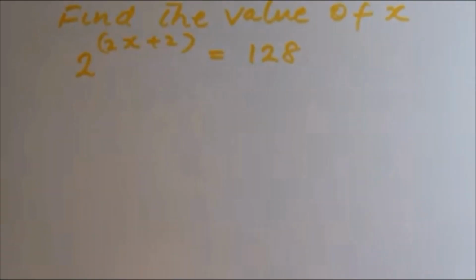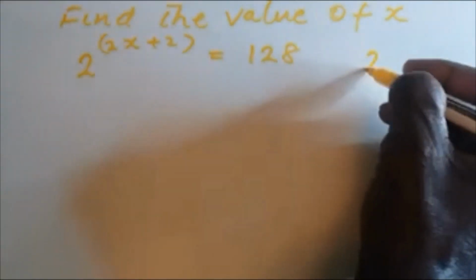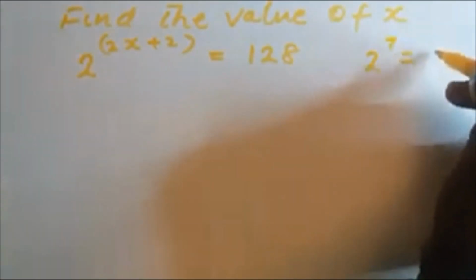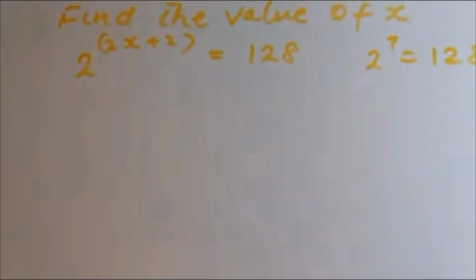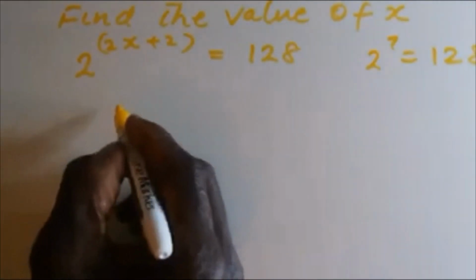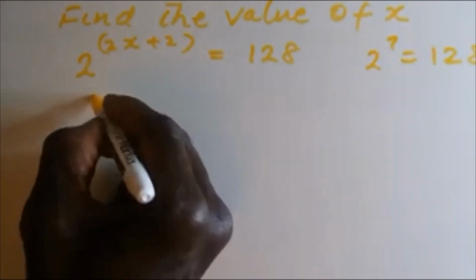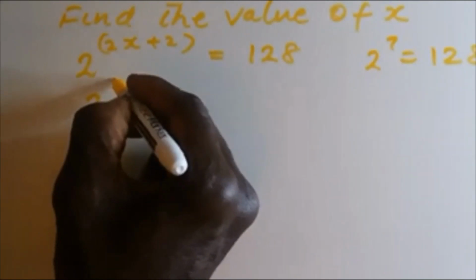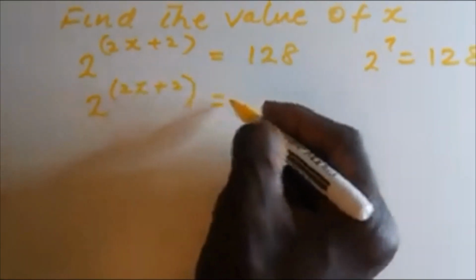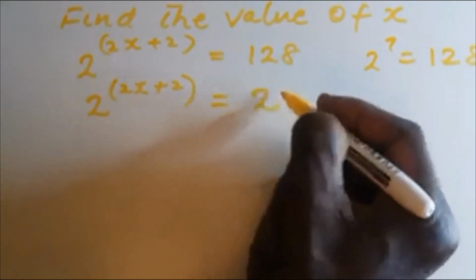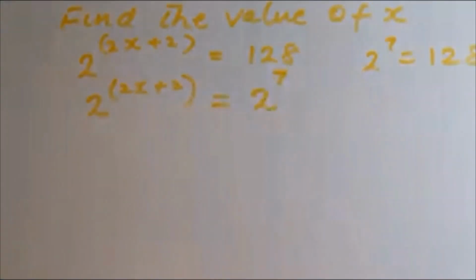value of x in this equation, what do we know? We know that 2 to the 7th power is equal to 128. So immediately we can rewrite this as an equation that says 2 to the power 2x add 2 is equal to 2 to the 7th power.